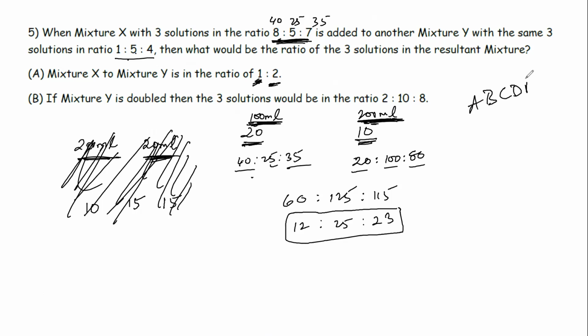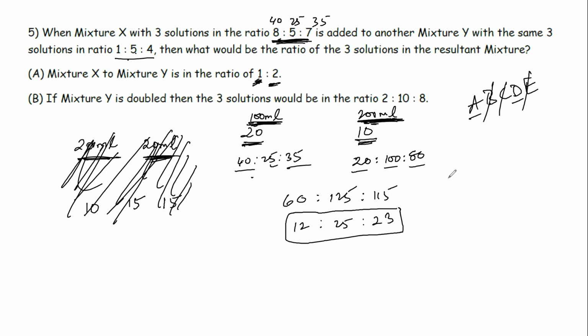We get the resultant ratio. We get the ratio of the three solutions in the resultant mixture. A, B, C, D, E. So A answers, B, yeah, C and E is out. It's either A or D.